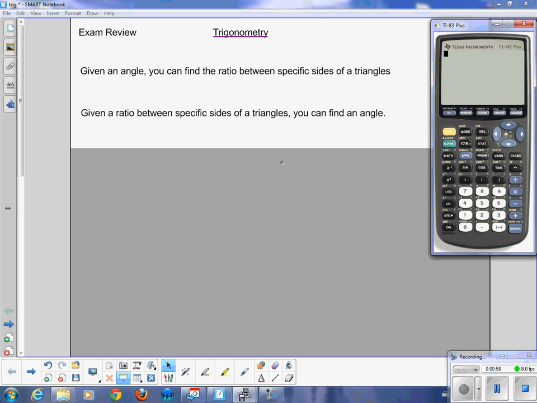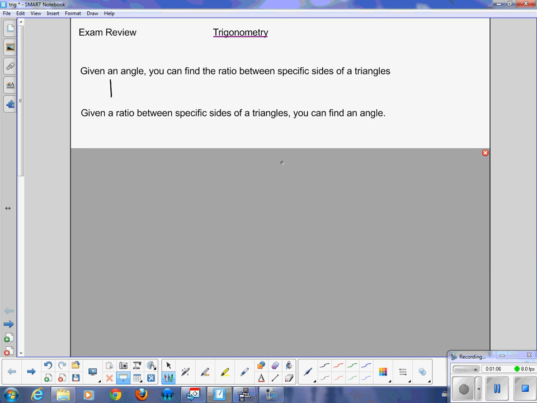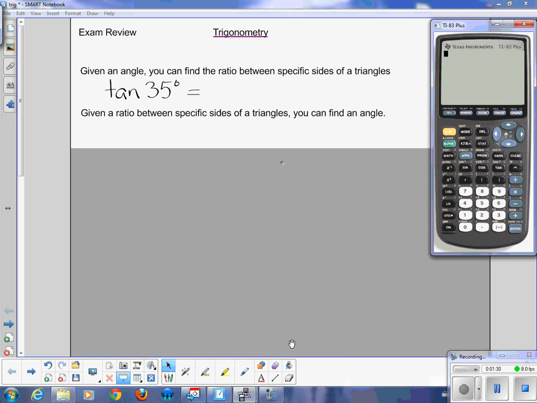So if I'm given an angle, I should be able to find a ratio. So remember, it's a ratio between specific sides. So for instance, if I have the tan of 35 degrees, tan is opposite over adjacent. So when I take my calculator, it actually will calculate the ratio between the opposite and the adjacent side of a triangle. So again, bring up my graphing calculator, and I'm just doing tan of 35 equals.